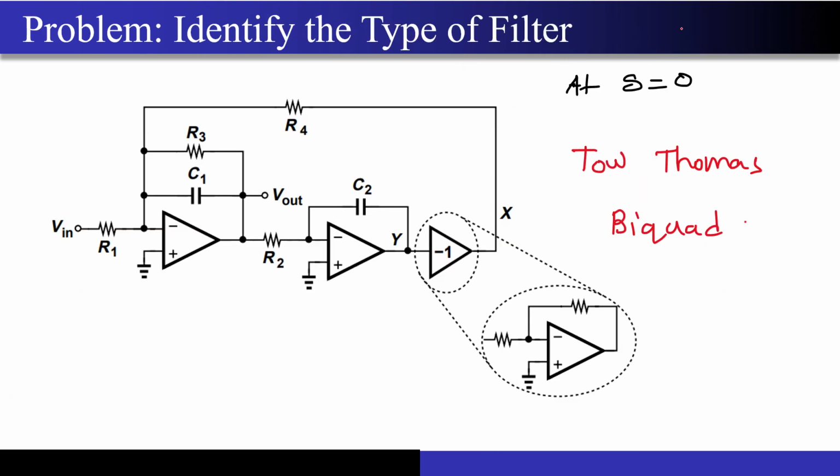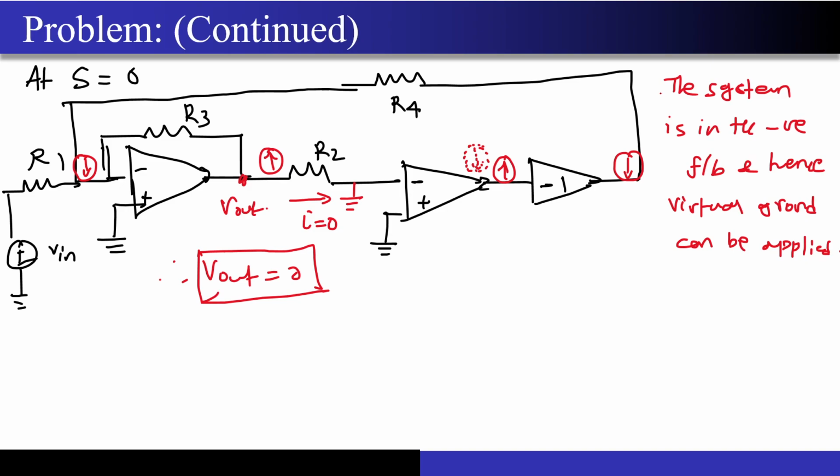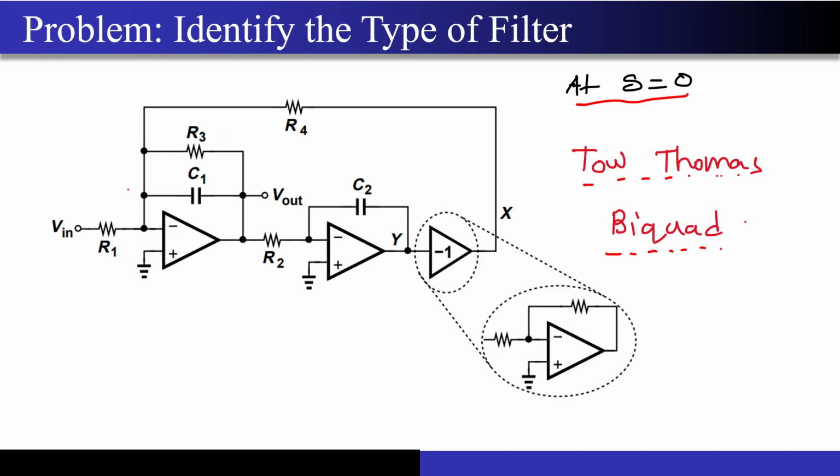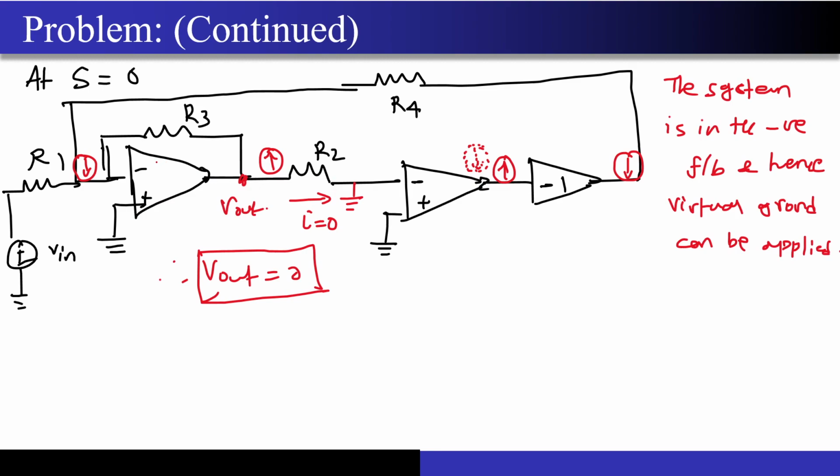Now let's try to understand a very interesting circuit, and this circuit is called the Tow-Thomas biquad, and you will be able to see this circuit in one of our application case studies, right? So now let's try to visualize this circuit at S equal to 0. What is going to happen at S equal to 0? This capacitor will be open circuited, even this capacitor is going to be open circuited. So the circuit that I will be left with is just this particular part, right?